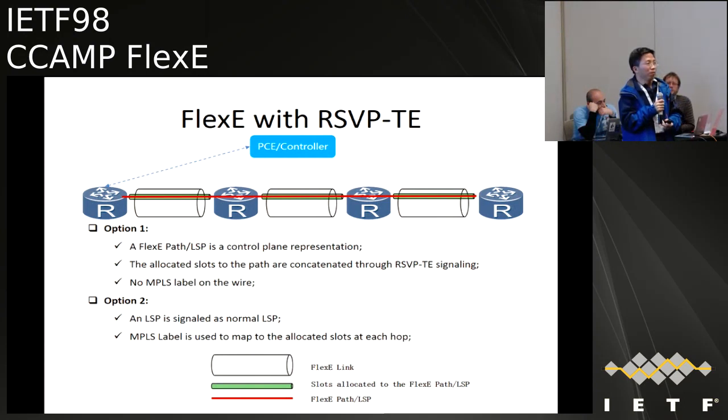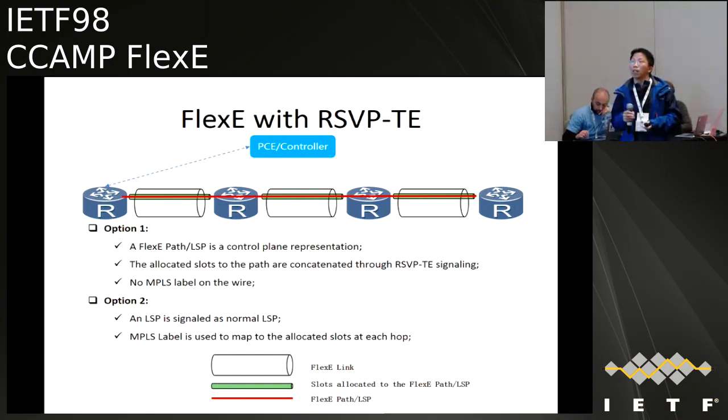If my understanding is correct, FlexE path LSP means its client, the FlexE client, right? Yeah. Since new terminology is shown here, I'm a little confused. Option one is just like OTN, just using the RSVP signaling to calculate the relevant FlexE slot at each hop. But the packet transmitted is based on the mapping between slots. I don't necessarily need to use the MPLS label to forward the packet.